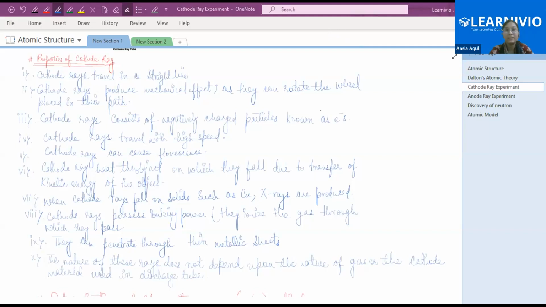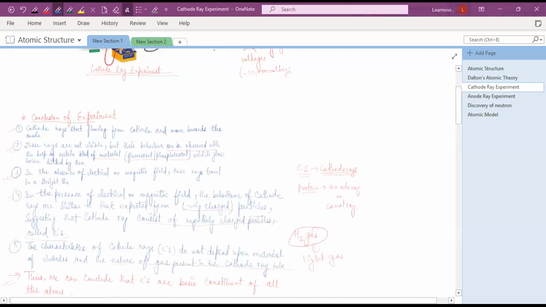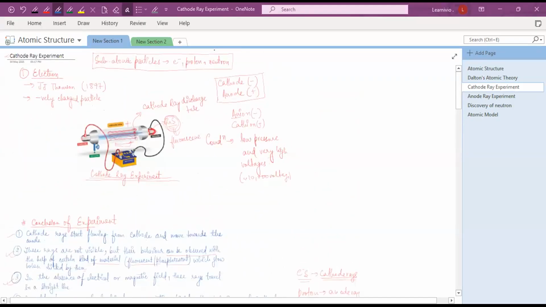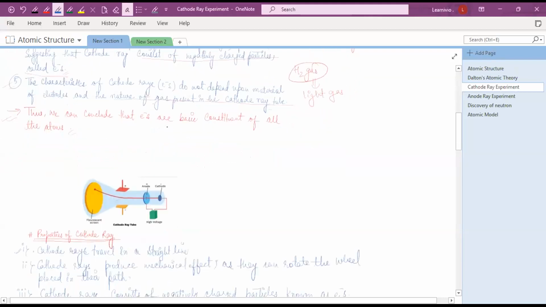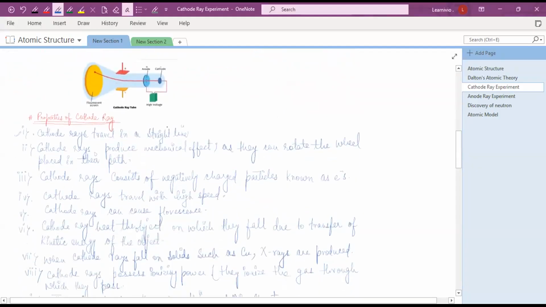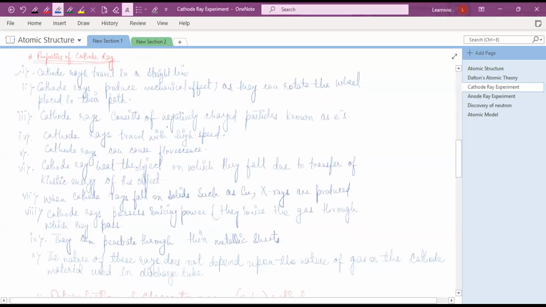Okay, so see the properties of cathode ray. What are the properties? According to the experiment, the scientists drew some properties. He observed that cathode ray travels in a straight line, like you can see over here. Yeah, this was the experiment, right? So here, J.J. Thomson saw that cathode ray is traveling in a straight line in the absence of electrical and magnetic field, right? But if you apply some electrical or magnetic field, you will observe some deflection.